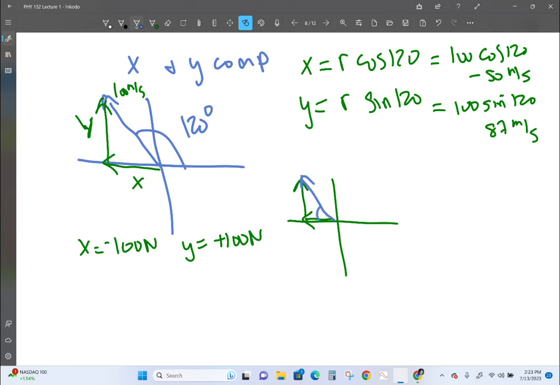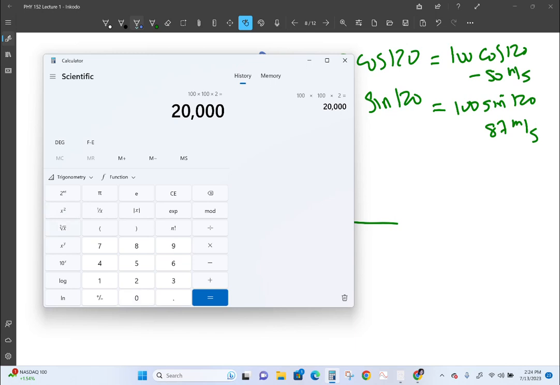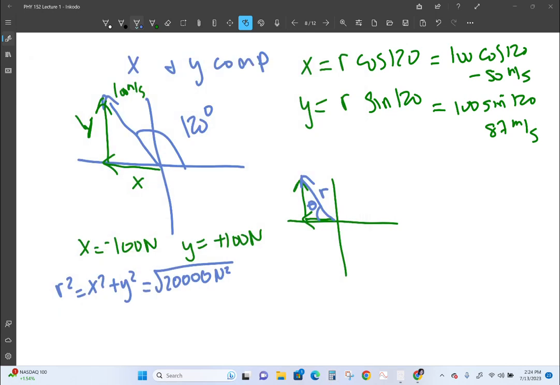We're going to want to find this angle with tan theta, and we're going to want to find r with the Pythagorean theorem. So r squared is going to be equal to x squared plus y squared, which is going to be equal to 100 squared plus 100 squared, or the square root of 2 times 10,000 newtons squared. And when I do that, I get 141. So R is going to be 141 newtons.